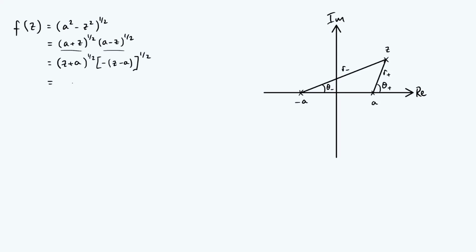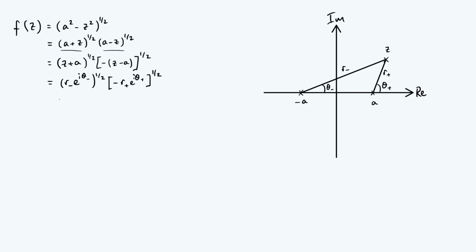So then z plus a can just be written as (r minus e to the i theta minus), all to the power of a half. And then we've got (minus r plus e to the i theta plus), all to the power of a half. Then we want to put this entire expression into modulus argument form by collecting the prefactors at the beginning and then just having some complex exponential. Note that r minus and r plus are both positive real numbers by definition because they are just distances, right? They're just lengths in the complex plane.